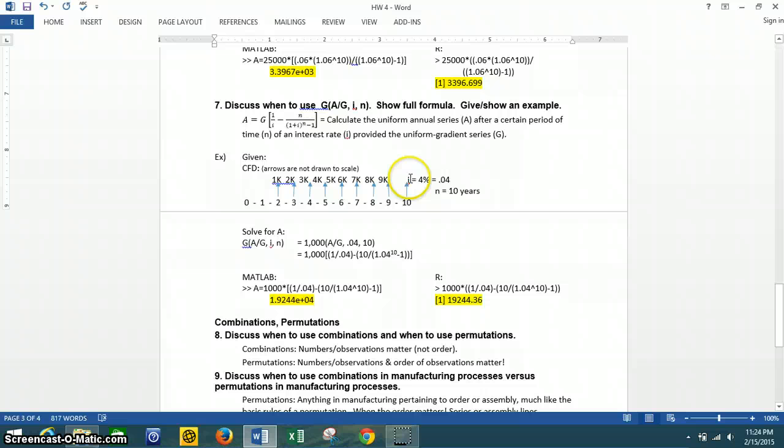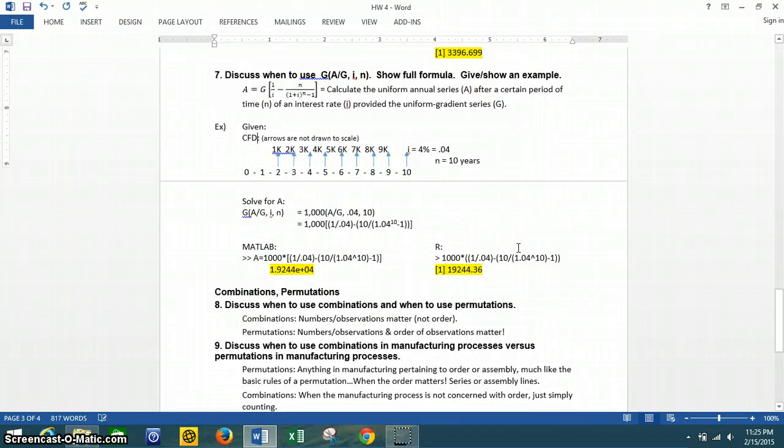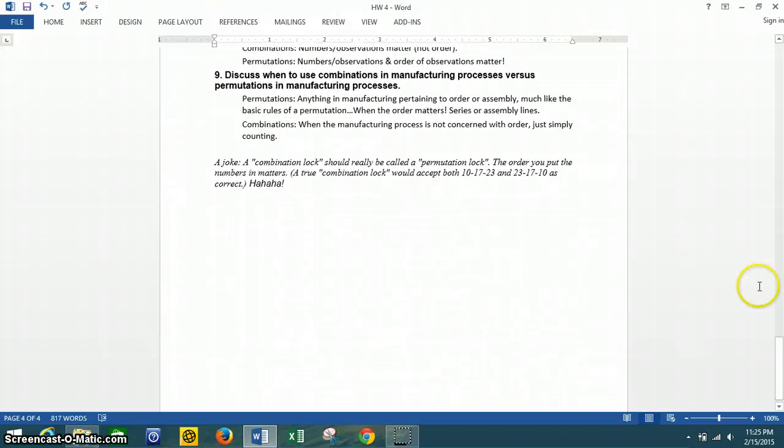So now if you were given your interest rate being 4% and a 10 years amount of time, you can substitute the information that you are given into the formula and then calculate it using MATLAB or R, and you can find that your annual rate, or the uniform annual series, I apologize, would be $19,244.36 for each year. That would be your uniform annual amount.